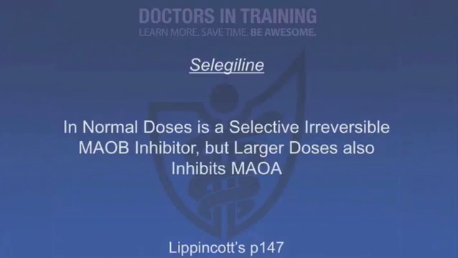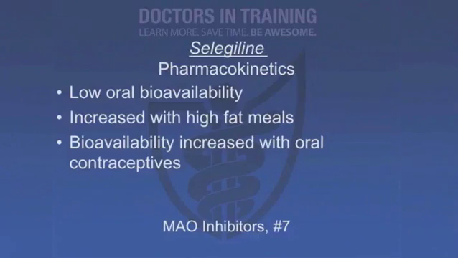Selegiline, in normal doses, is a selective irreversible MAO-B inhibitor, but at larger doses also inhibits MAO-A. Selegiline is administered as a transdermal patch, which may produce less inhibition of hepatic MAO at low doses because it avoids first-pass metabolism. It has a low oral bioavailability, which is increased when it's ingested with a high-fat meal. Its bioavailability is also drastically increased in women who are on oral contraceptives.